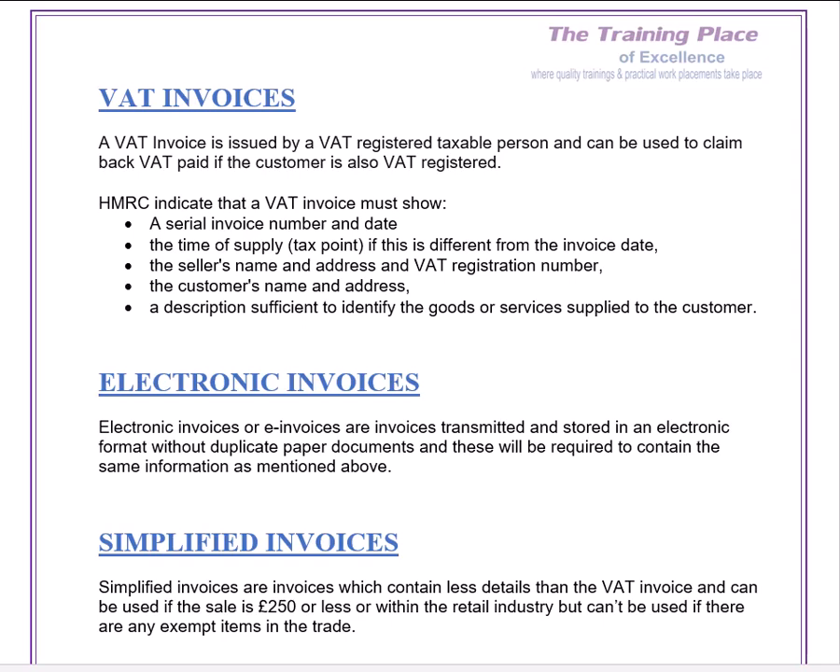The seller's name and address and VAT registration number, the customer's name and address, a description sufficient to identify the goods or services supplied to the customer. And the invoice could also show the different units of products and the different items that are being sold at different rates of VAT, as the case may be.